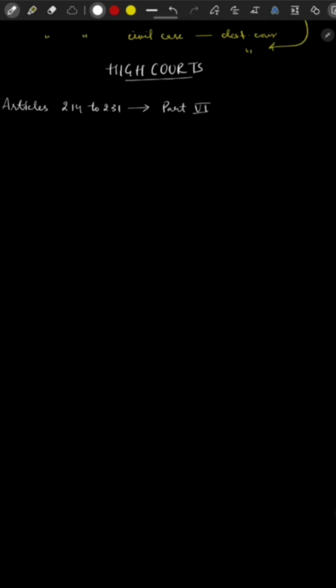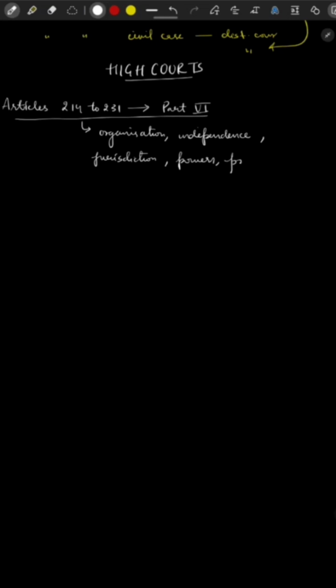What is the role of high courts? It deals with the organization, independence, jurisdiction, powers, procedures, and there are so many things. So it deals with all of those things.